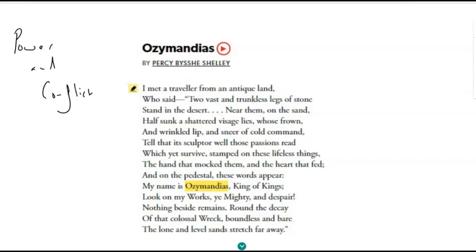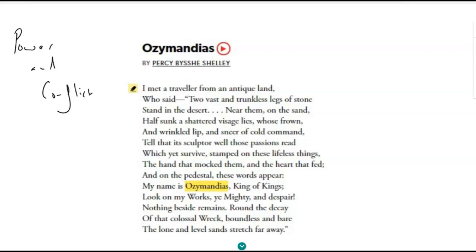I met a traveller from an antique land, who said, "Two vast and trunkless legs of stone stand in the desert. Near them, on the sand, half sunk, a shattered visage lies, whose frown and wrinkled lip, and sneer of cold command, tell that its sculptor well those passions read, which yet survive, stamped on these lifeless things, the hand that mocked them, and the heart that fed, and on the pedestal these words appear.